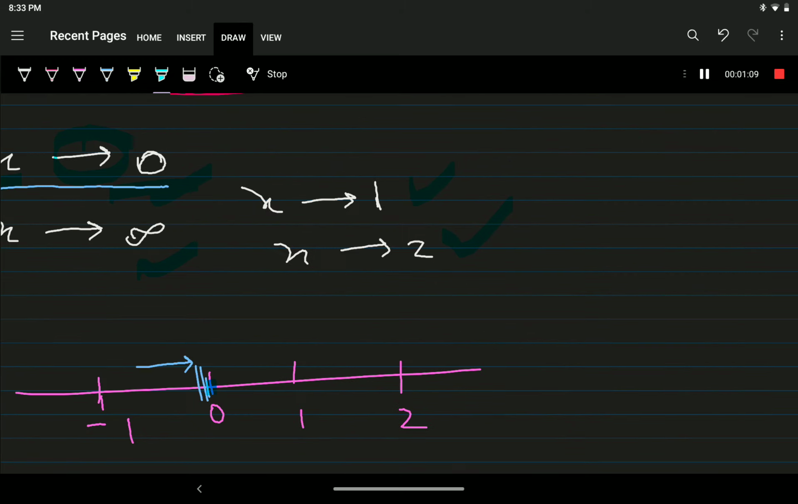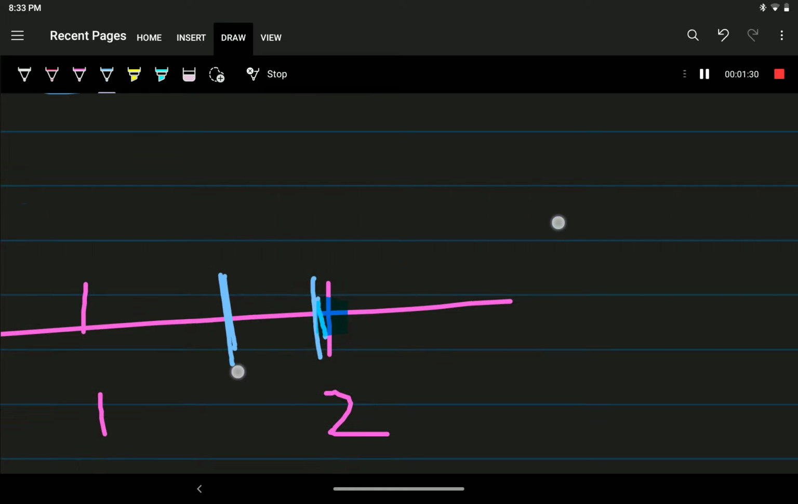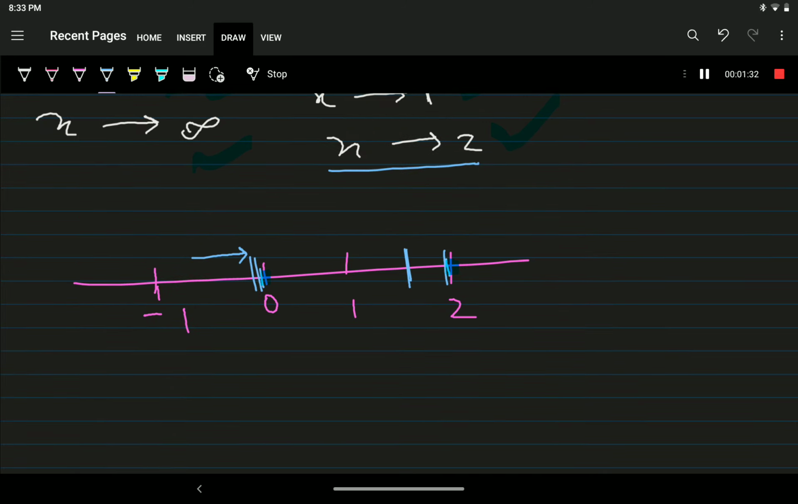Similarly, if you see x tends to 2, x will be till here, maybe till here, but it will not touch this point. It can be here also, no problem, but it will never touch this point. It is just tending towards 0 or 2, not touching it. This is the basic thing about limits.